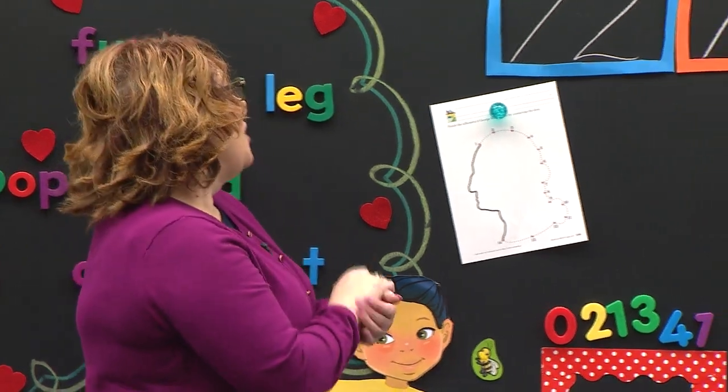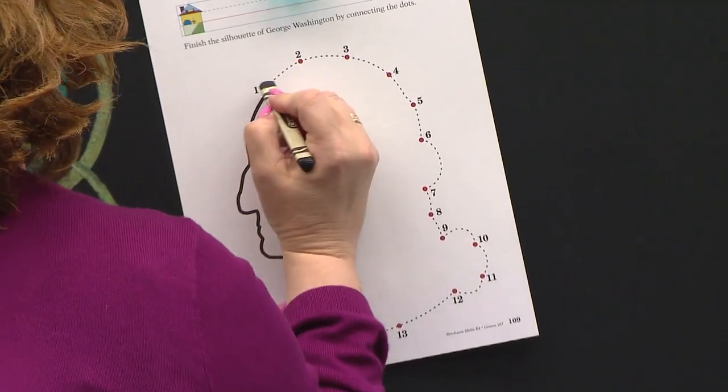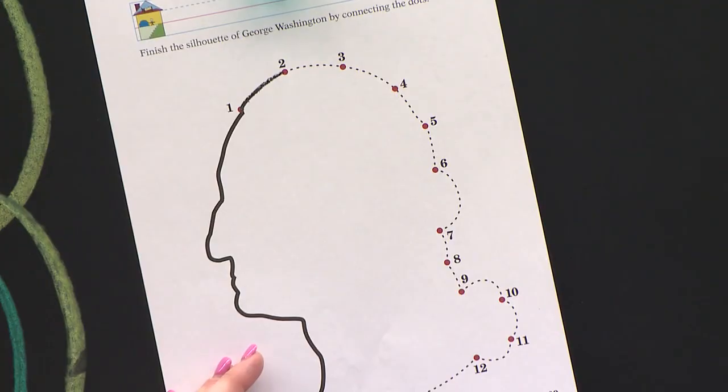Great job. Now, elbows are up still, and I want your eyes right here. So let me show you. First, we're going to start with number 1. So I started with number 1. And do you see how I'm staying on the lines? I don't want to come off the lines. We're not tracing yet. Your eyes are right here.